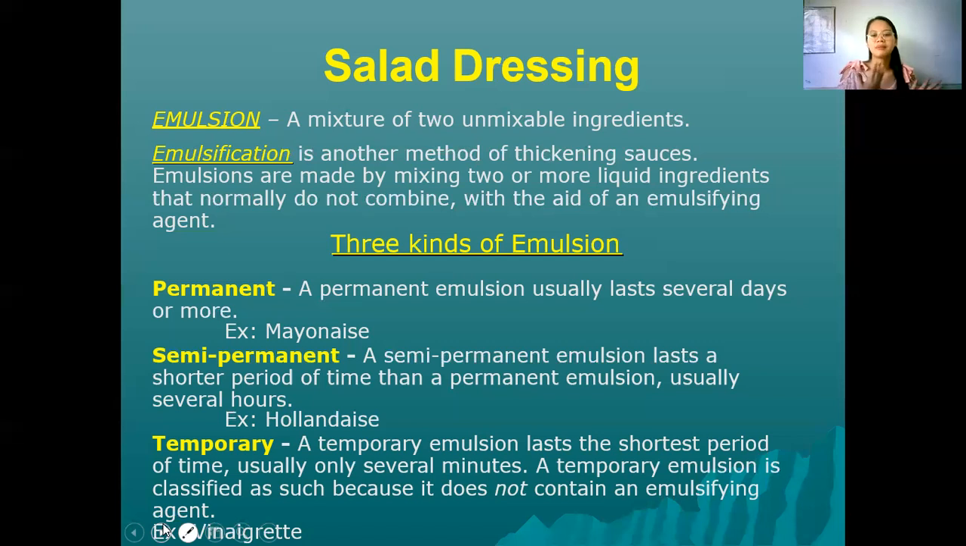Emulsions are made by mixing two or more liquid ingredients that normally do not combine, with the aid of an emulsifying agent. So what are the emulsifying agents? The emulsifying agents are such as lecithin that can be found in eggs. So it is the most common emulsifying agent that could cause these two to be mixed.